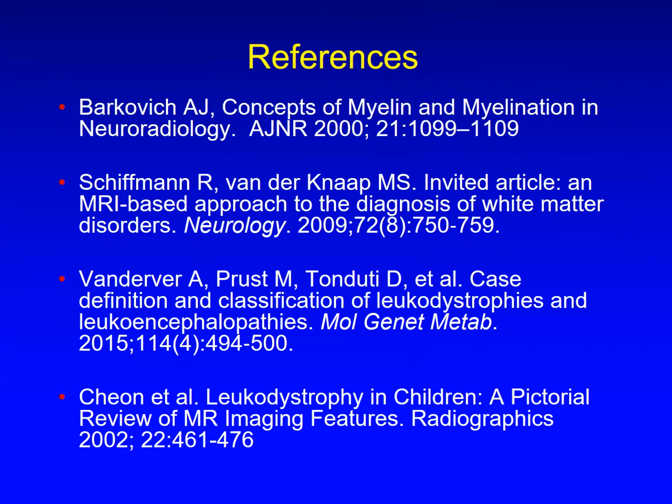Okay, so finally, just to end up with references, Barkovich, the grandfather of pediatric neuroradiology, has a nice article on normal myelination and the overall concepts of that. This is the pattern-based article that I just showed you on the previous slide. This is the classification of leukodystrophies. I didn't read all the way through that. I don't suggest you do either, but it's there if you need it. And then for RadioGraphics, this is an older article, so some of the terms have changed a little bit, but it's a really nice pictorial walk through some of these entities.